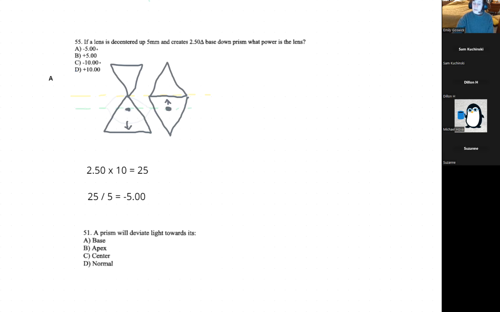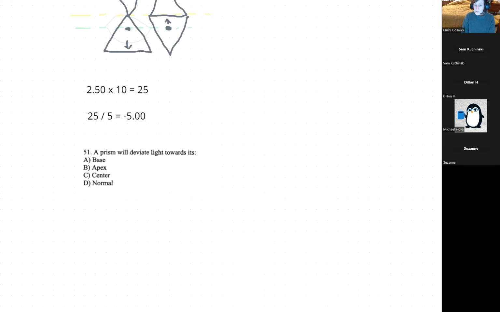Okay, the next question is, a prism will deviate light toward its base, apex, center, or normal. So you should know that the prism will always deviate light towards its base. Okay, so just an important one for you to memorize. All right, another anatomy question coming up.